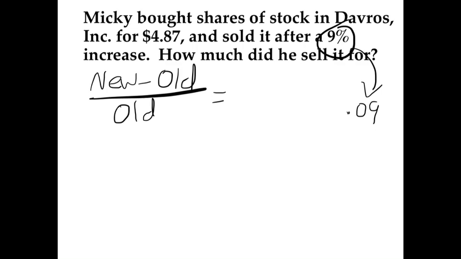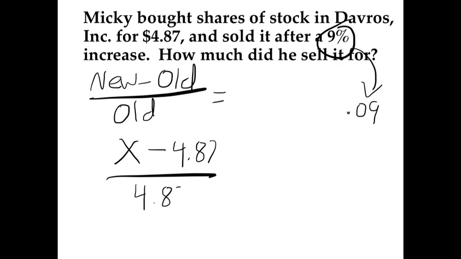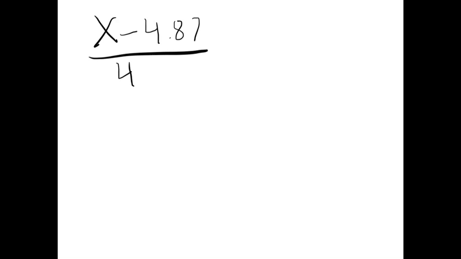So in this case the new price is what we're looking for. Let's call that X so I don't have to write new a couple of times. X minus $4.87 all over the old price of $4.87, and this equals a 9% increase. I know it's an increase because that's a positive number. So we had X minus $4.87 all over $4.87 equals 0.09.